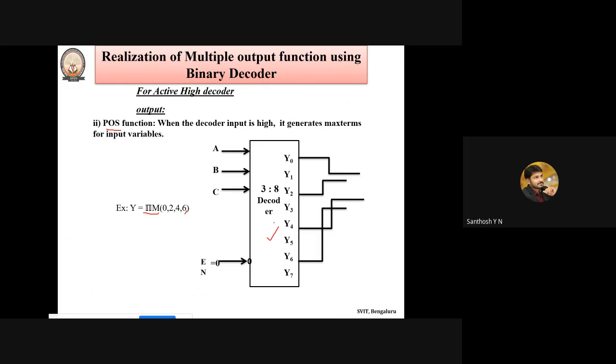All these have to be provided to the AND gate. Why do we have to provide them to the AND gate now? In the previous case, we gave them to an OR gate. Now we are providing them to an AND gate because this is a POS function. All the max terms have to be ANDed together. There, the min terms were ORed; now the max terms are ANDed together.